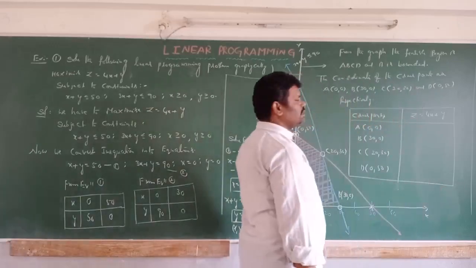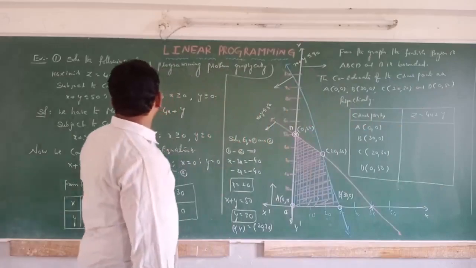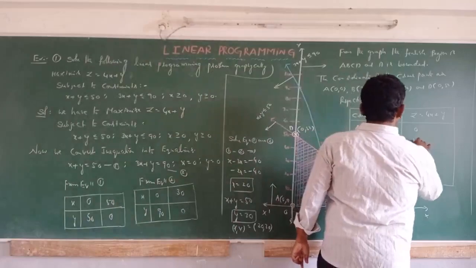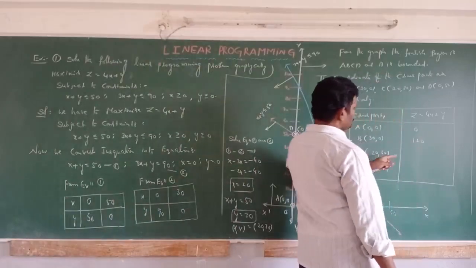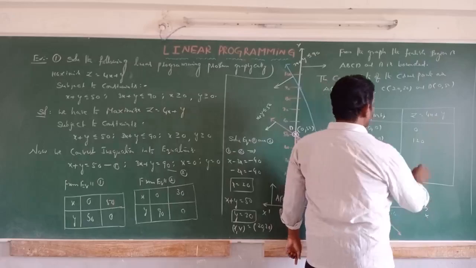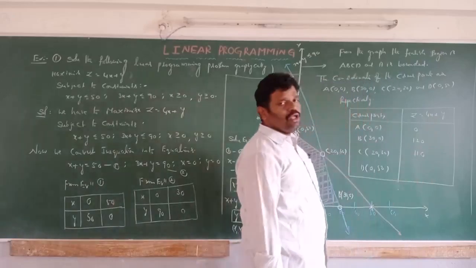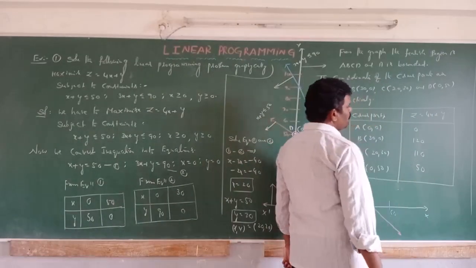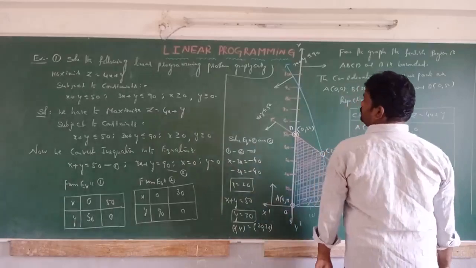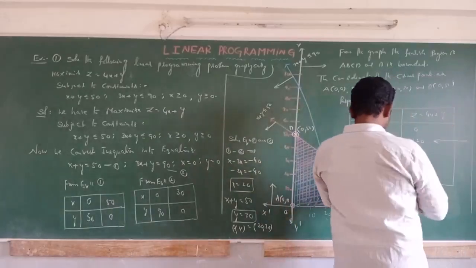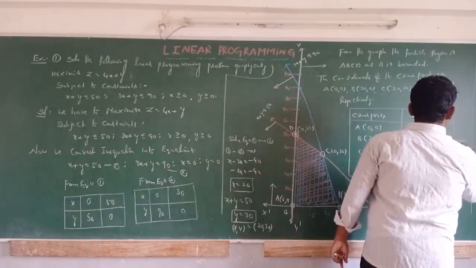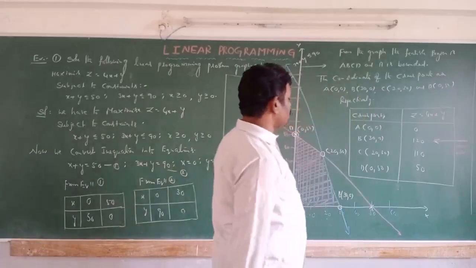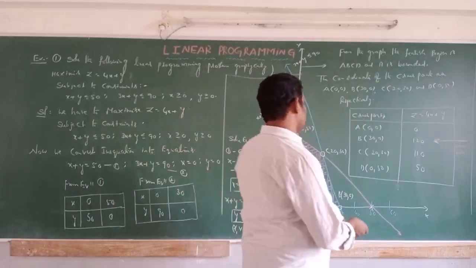First, substituting 0, 0 in z gives the value 0. Substituting 30, 0 gives 120. Substituting 20, 30 gives 80 plus 30, which is 110. Substituting 0, 50 gives 50. The maximum value among these is what we want.